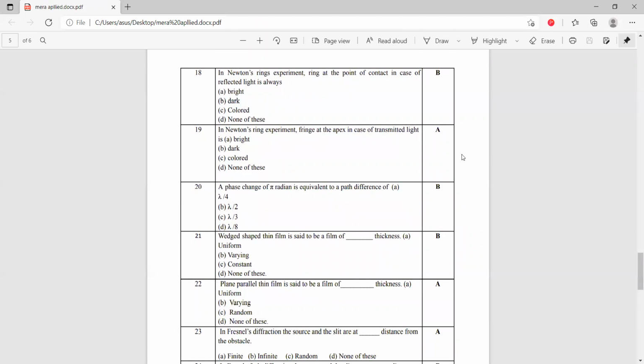Moving on to question number 18. In Newton's rings experiment, the ring at the point of contact in case of reflected light is always: option A, bright, option B, dark, option C, colored, option D, none of these. So the correct answer is option B, that is dark. Now moving on to question number 19. In Newton's rings experiment, the fringe at the apex in case of transmitted light is, we have to complete it. Option A, bright, option B, dark, C, colored, D, none of these. So the correct answer is bright.